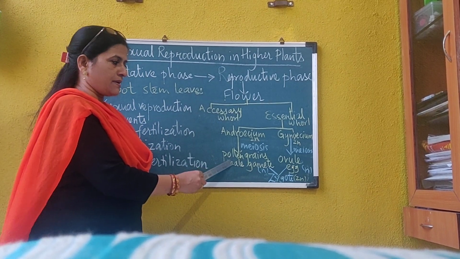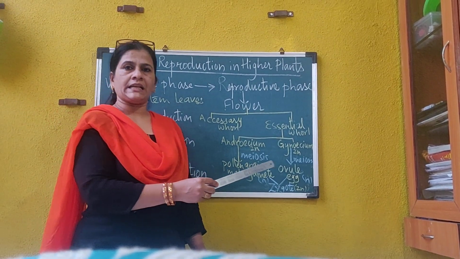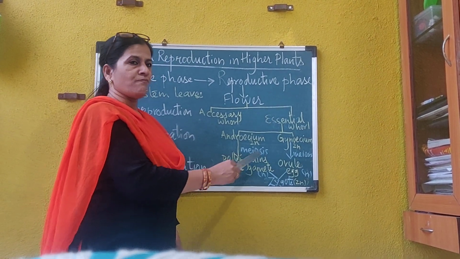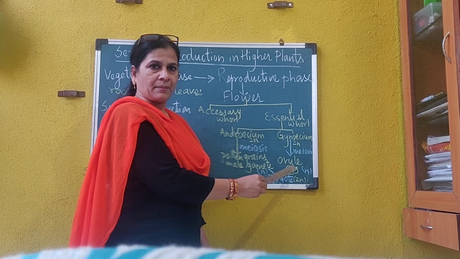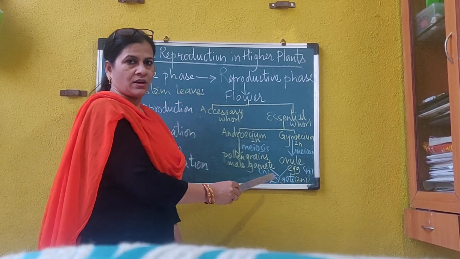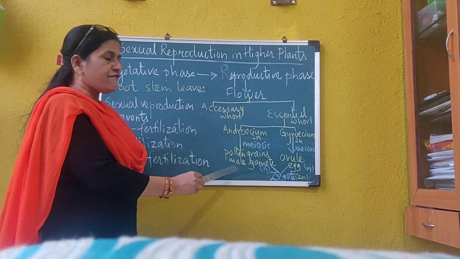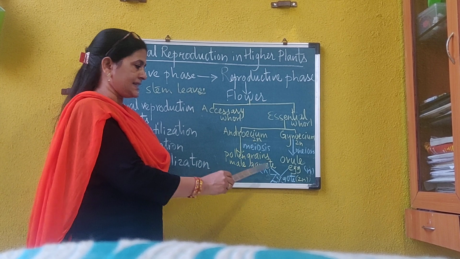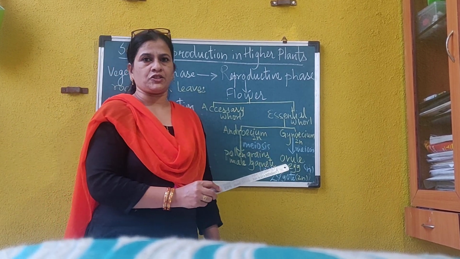After formation of gametes, there is a process called as fertilization. So fertilization leads to fusion of male gamete with the female gamete and it leads to formation of diploid zygote. So every sexual reproduction involves, first step is meiosis and second step is fertilization.